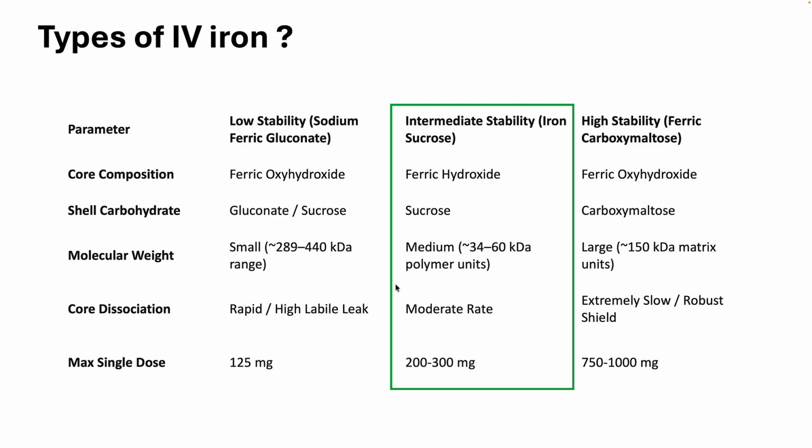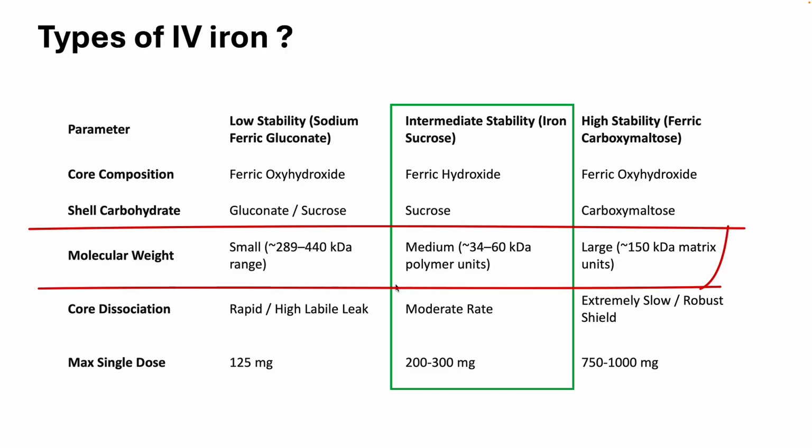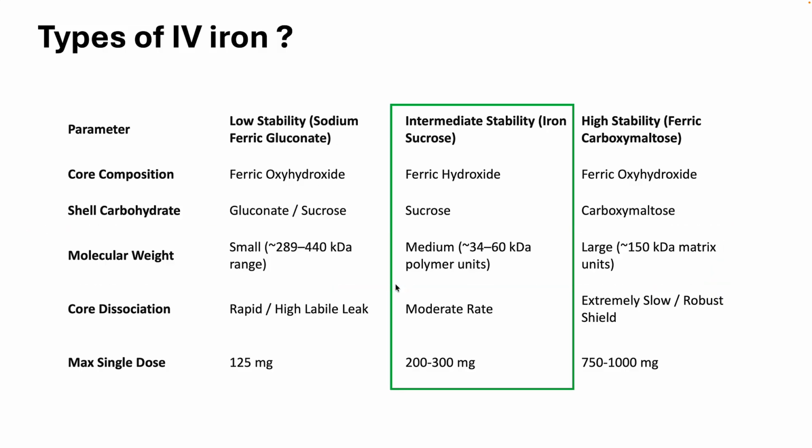These are the three common IV formulations used, named after the carbohydrates used for the shell. For example, iron gluconate, iron sucrose, and iron carboxymaltose. Their different molecular weights define the rate of dissociation. Since we do not want to overwhelm the system with iron, slower dissociation of the IV iron formulation is preferred. Iron sucrose is the most commonly used.